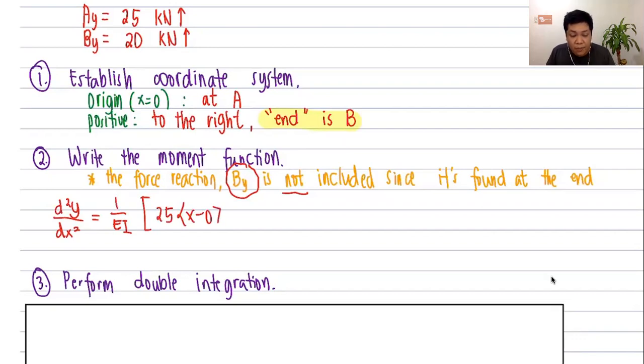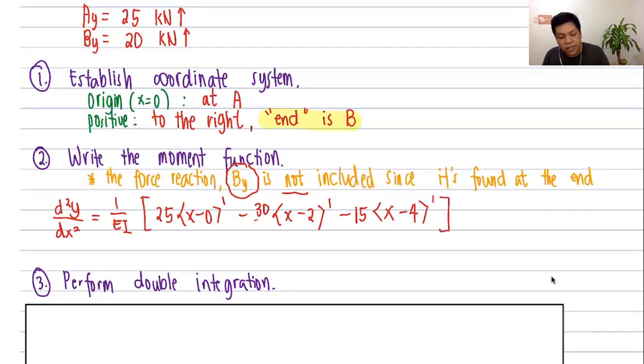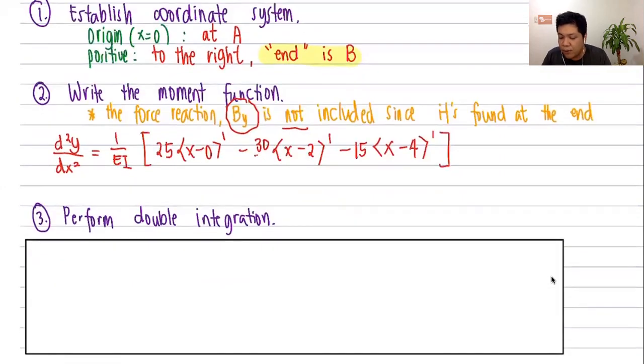So x minus A, because A is equal to 0, because the 25 kilonewton force is found at the origin, raised to 1, minus 30 times x minus 2, because the load is found at x equals 2, and negative 30 because the load is downward. Similarly, the 15 kilonewton downward force, that's negative, times x minus A, but A is equal to 4, raised to 1. Okay, so this is now my moment function.